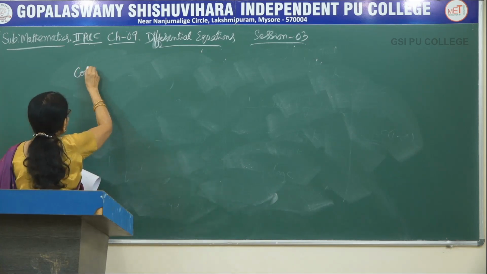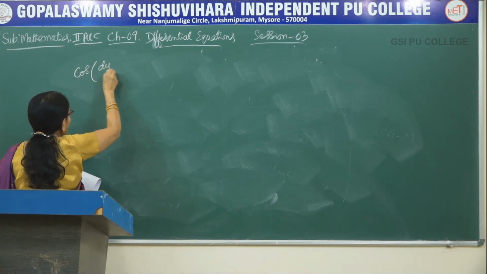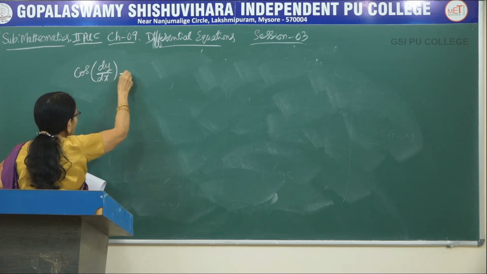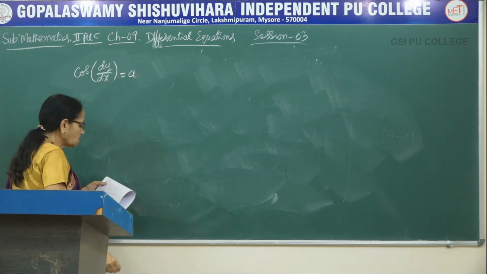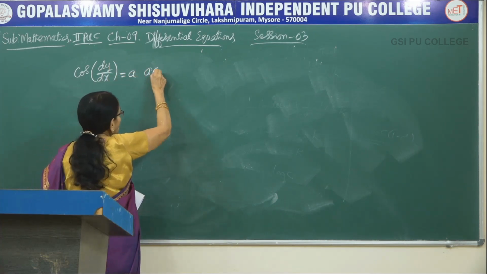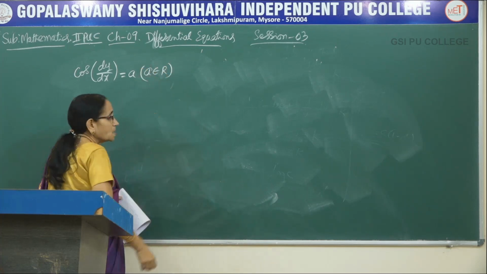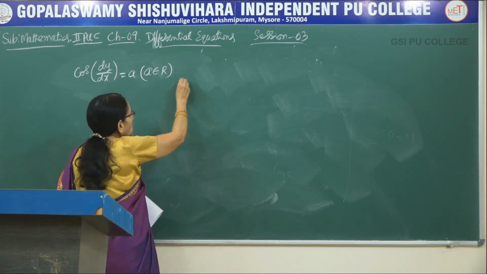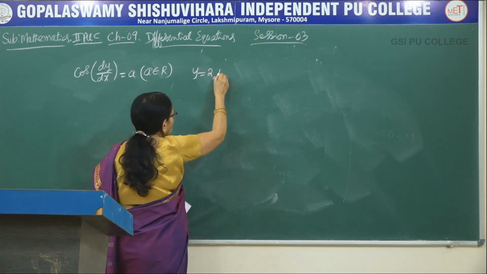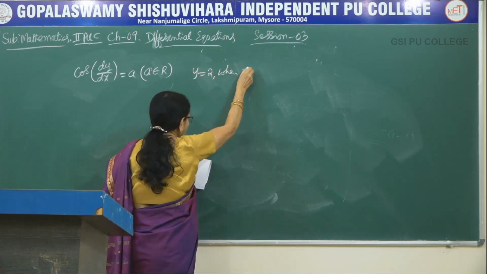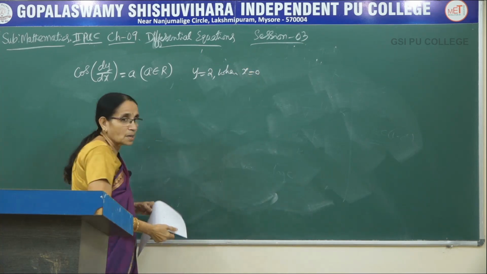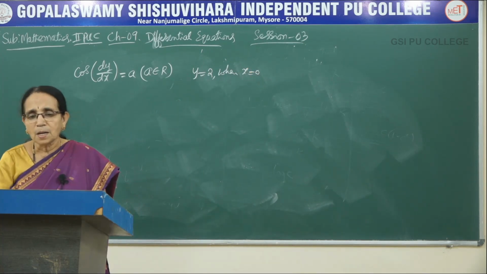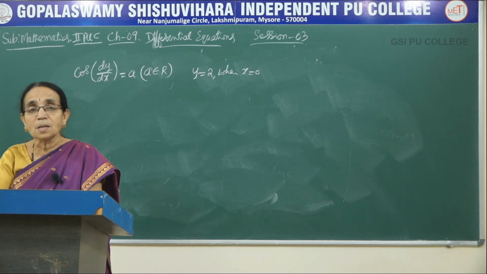Here, understand this problem carefully. It is a little bit different. Cos of dy by dx equal to A. What does A represent? It is a real number. A belongs to the set of real numbers. Now, y is equal to 2 when x is equal to 0. Like this, it would be specified in the problem. It would be given in the problem.